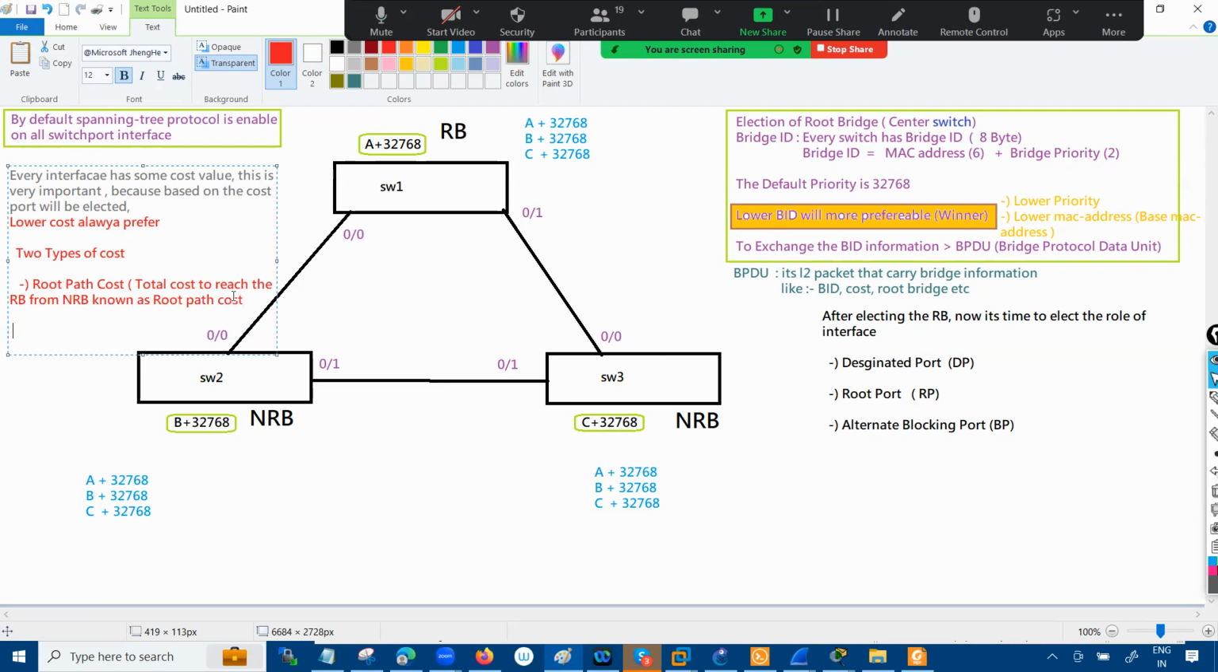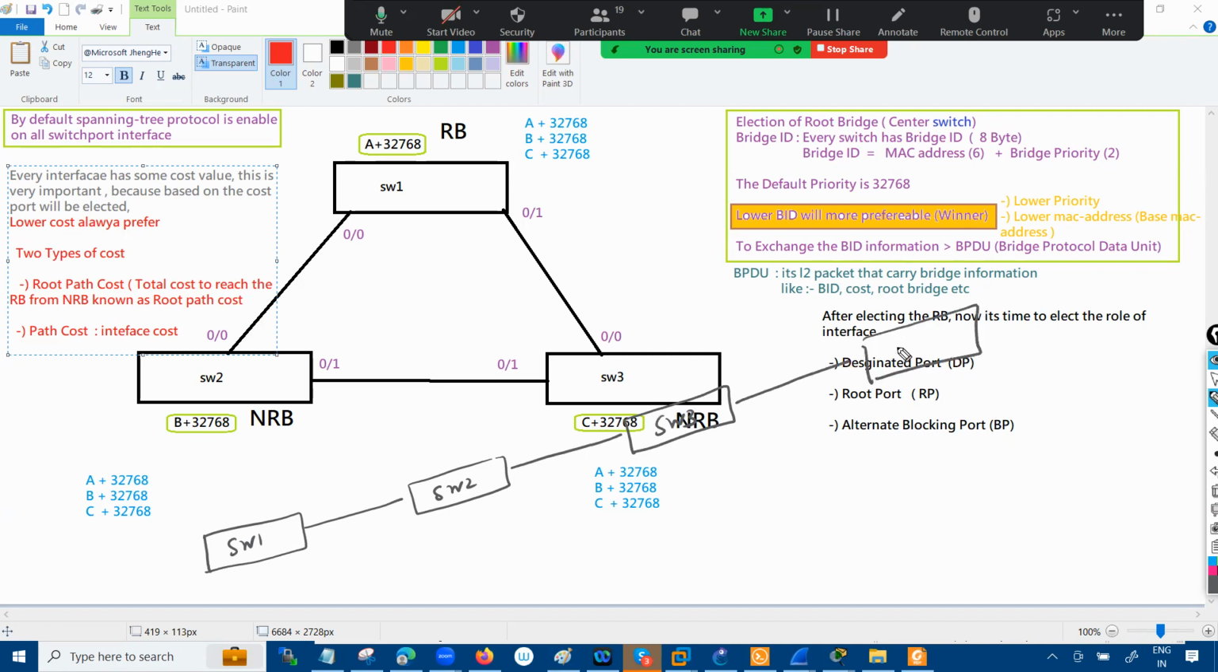right? Another type of cost we have is called the path cost. Path cost is simple. Interface cost is known as the path cost. Let me explain this part with an example. So we have a switch one, we have a switch two, and switch three. Again, guys, we will do the lab of each and everything. Don't worry about that. I'm just giving you the basic overview of the spanning tree protocol. We will do a deep dive of each topic.